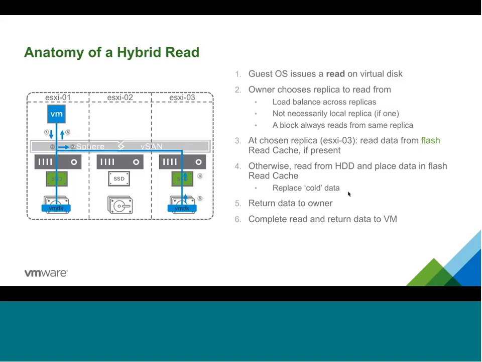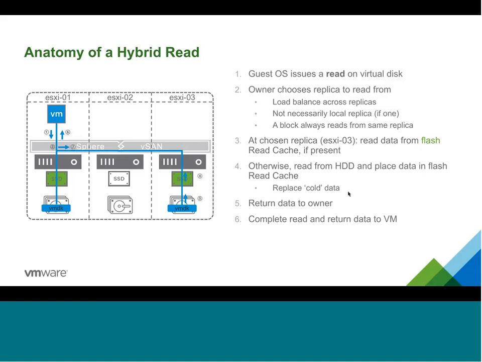So what is happening? Let's just repeat it again. The first thing is, the guest of the virtual machine issues a read command. Say it's 10K of data it wants. So the owner of the virtual machine, the ESXi host, decides which replica to choose the data from. And it's not necessarily the local replica. It can be a remote replica as well. And the chunk that I'm reading is always read from a single storage. So for example, a 1 MB block would be read from that replica.